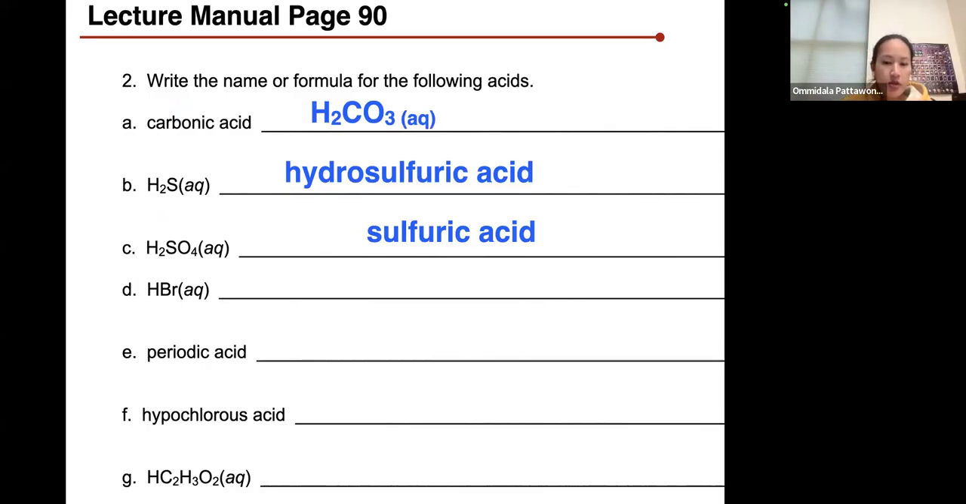All right, let's take a look at the next one. Okay, so this one contains no oxygen, so you need to use the word hydro. So the name would be hydrobromic acid.